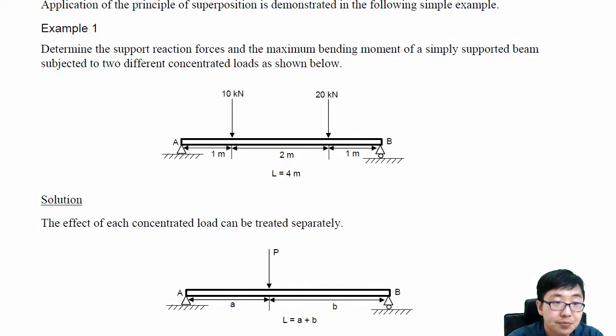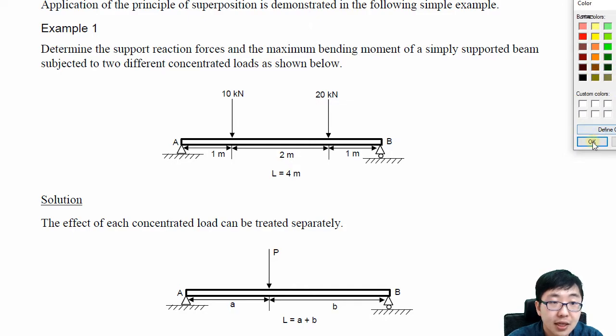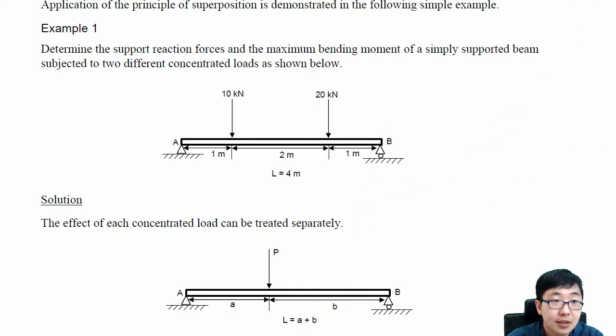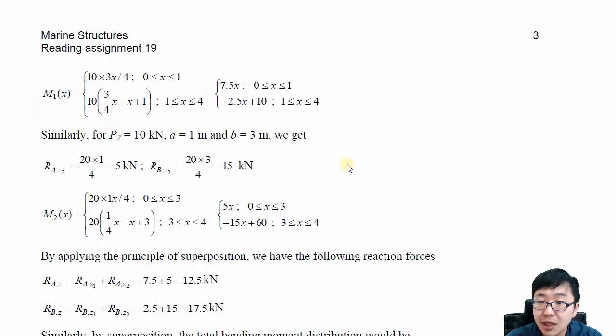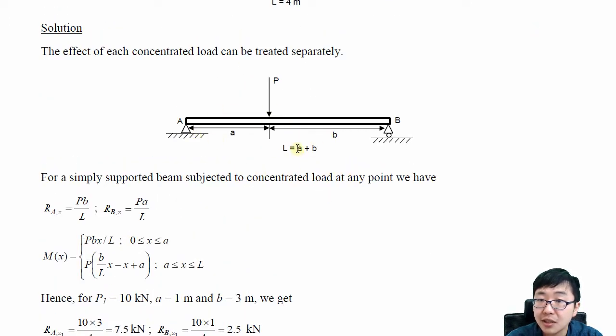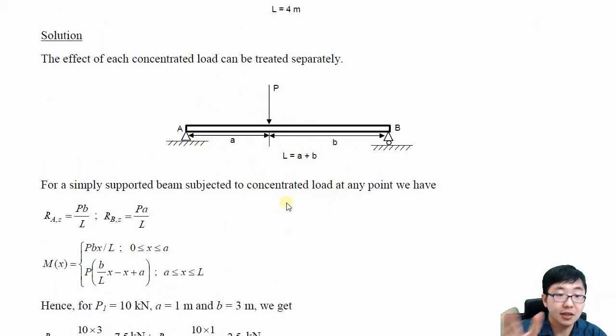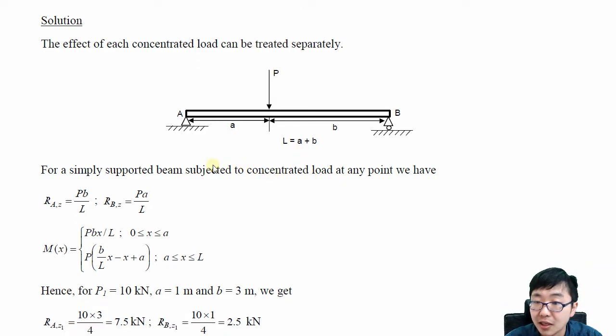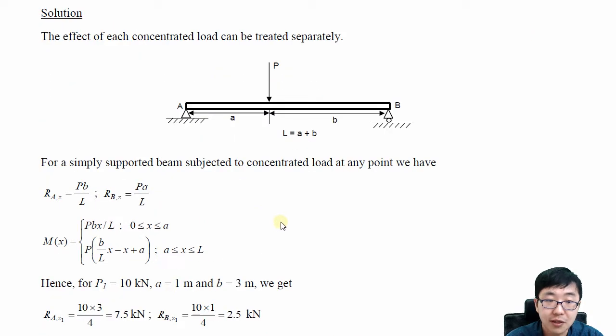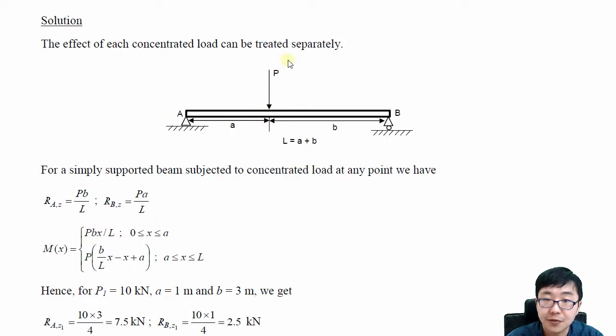So let's move on, and you can see here the solution. In here, the reading assignment, they try to make a general solution, so don't be confused on that. If you are confused, you can put in the exact numbers as well. So they split into 2 different areas, like range 0 to A and A to L here.